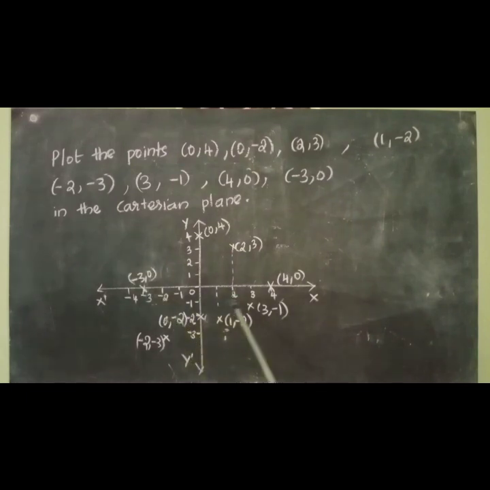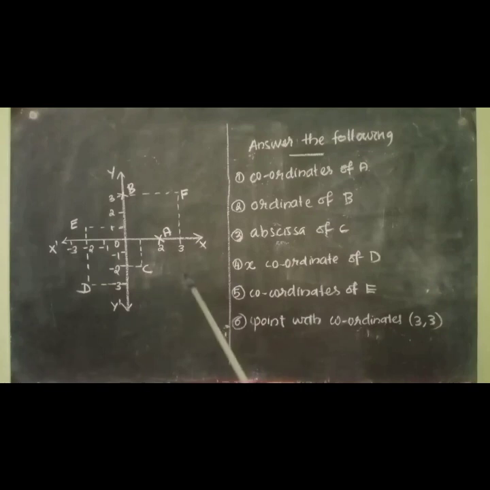So all the points we plotted: this is (0, 4), this is (2, 3), this is (4, 0), here (3, -1), here (1, -2), here (0, -2), here (-2, -3), here (-3, 0). Plotting the points on the Cartesian plane is very important. Next question: here one Cartesian plane is given and some questions. You have to answer these questions.